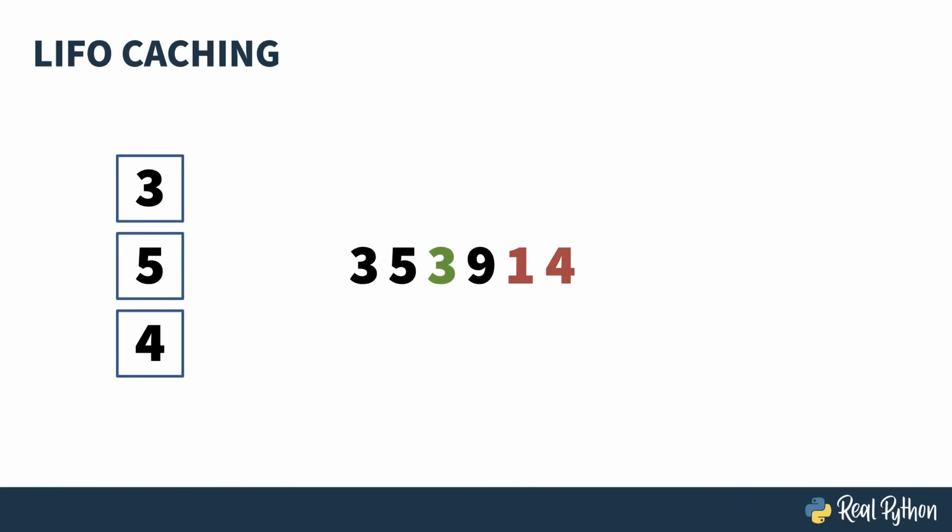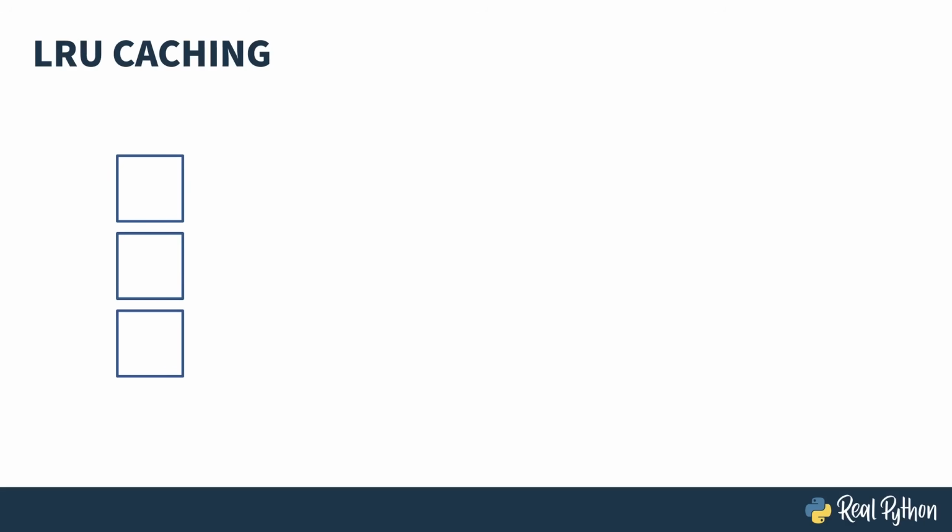A LIFO cache will fill up with the first few items, then constantly replace the last one. It's really cheap to implement. Just use the last spot in the cache once it is full. But you're probably not going to have a good balance locality-wise with this choice. Let's try something else. All right, this is the one you came to see, LRU, least recently used.